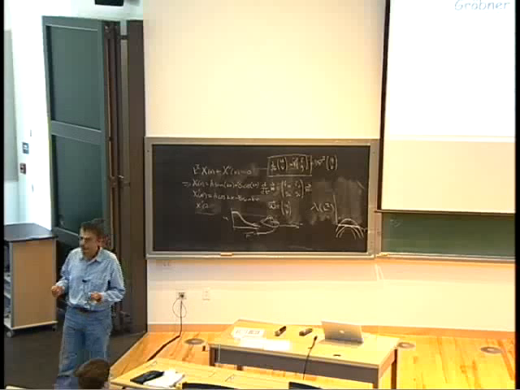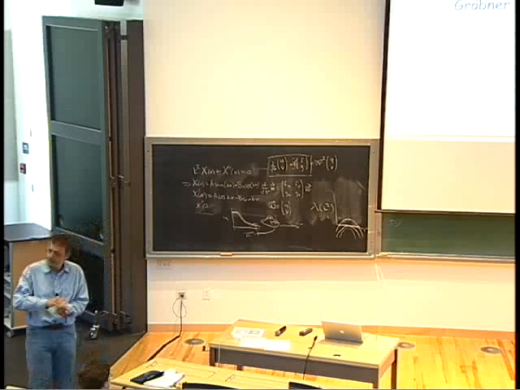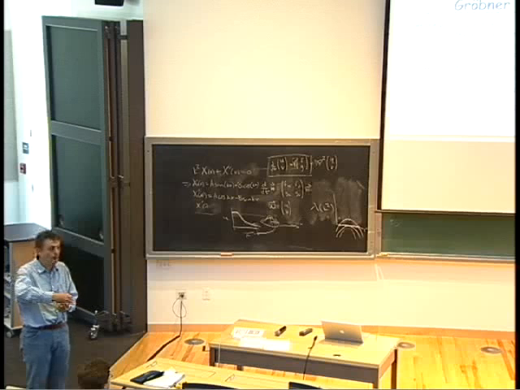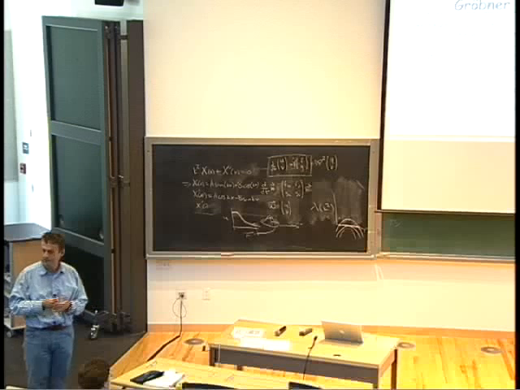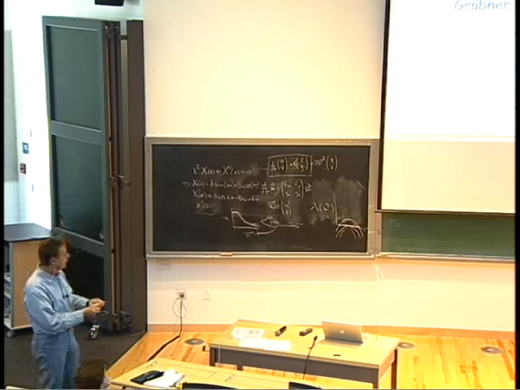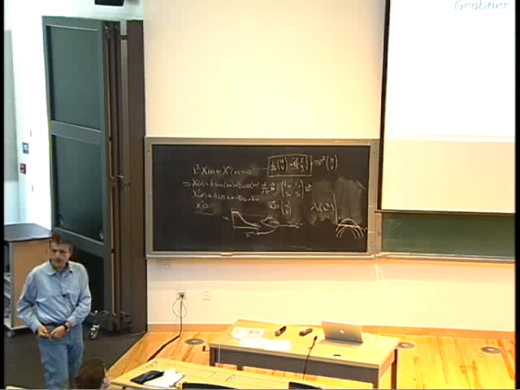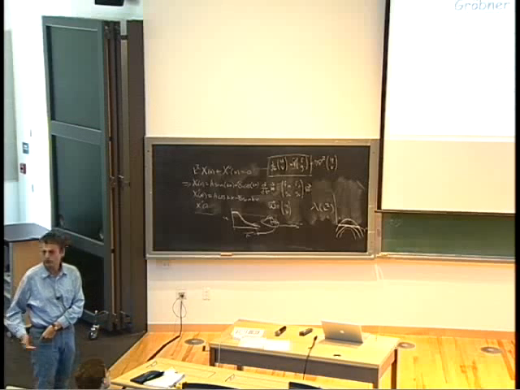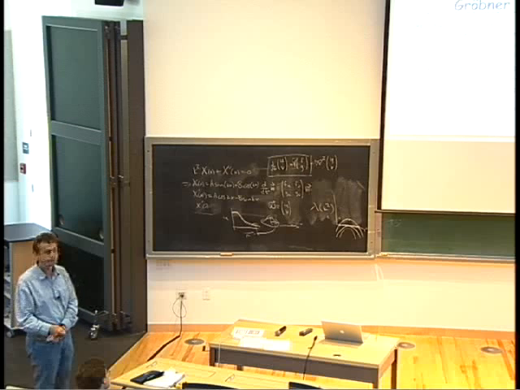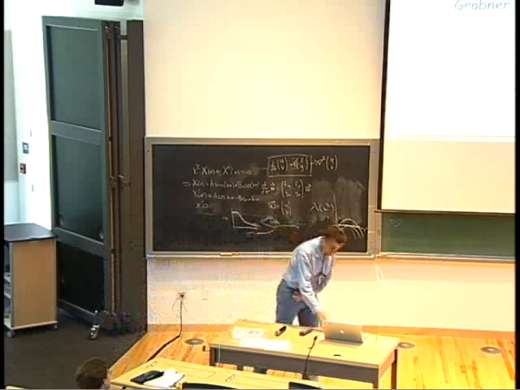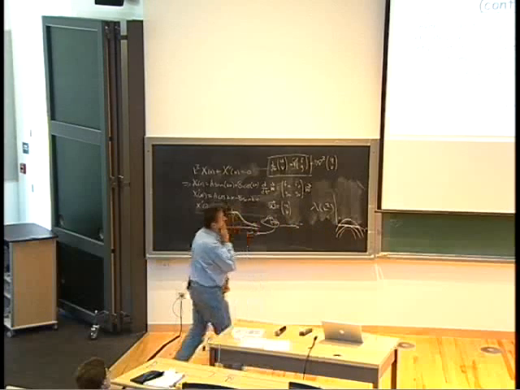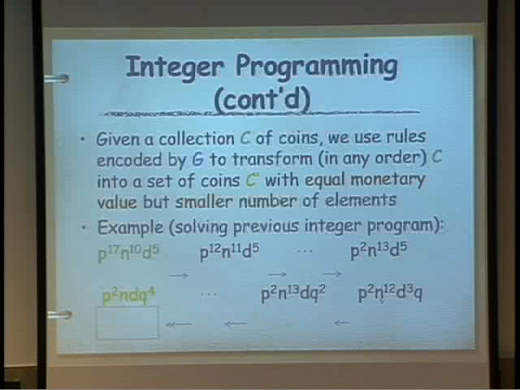Now, why is this a good thing to do? Well, that maintains the monetary value while making progress towards minimizing the objective function. Keep in mind, you want to minimize the number of coins you're carrying around. So if in your pocket you replace 3 dimes by a nickel and a quarter, you made progress. You stayed feasible, but you made progress, right?